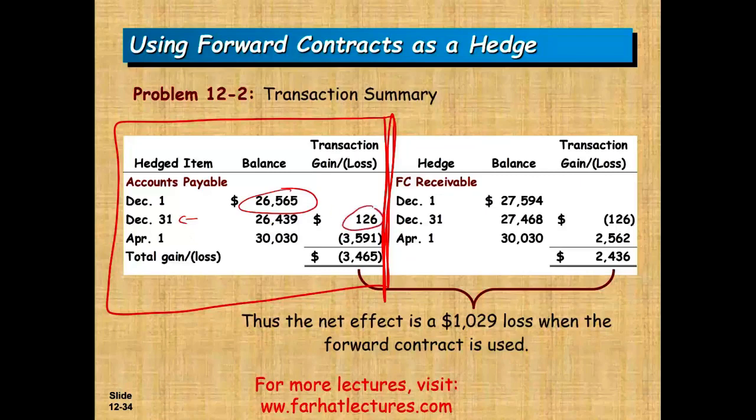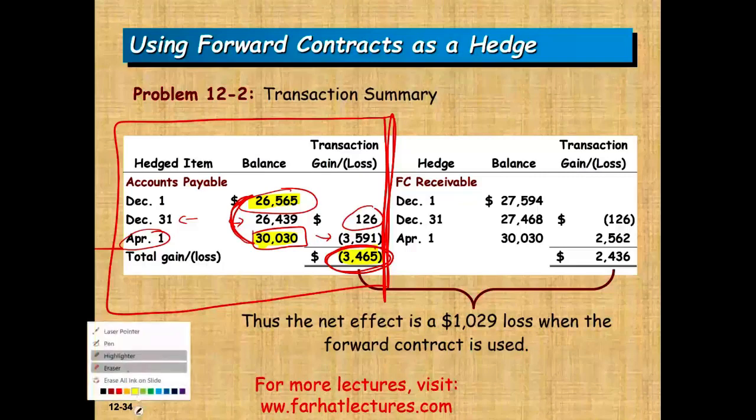I had a gain of 126, therefore my payable became $26,439. By April 1st, the currency moved against me and I had a big loss of $3,591. My payable would have been $30,030. Overall, my loss would have been $3,465, comparing the beginning balance and the ending balance, those two. I'm going to highlight the beginning balance and the ending balance. My loss would have been $3,465. That's without the hedging.